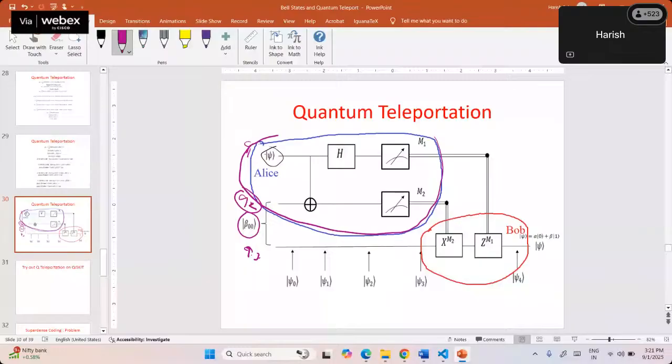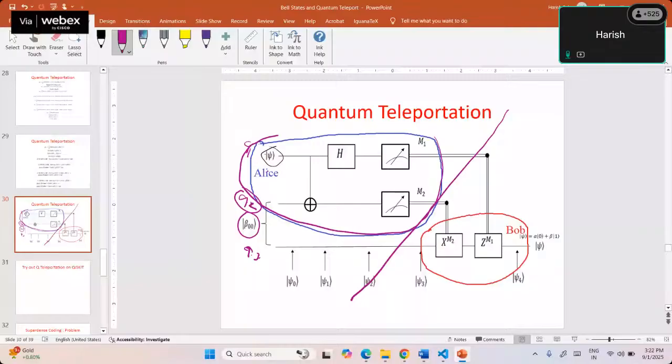Cut it like this. So this entire upper part is with Alice, and the lower side is with Bob. So the circuit remains. Alice has these photons, and she is applying this operation. And since she is measuring, that is what it is doing.